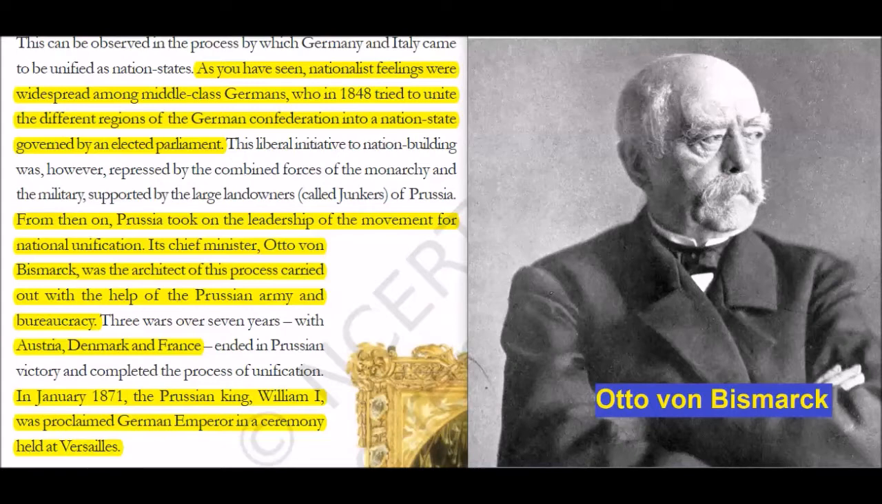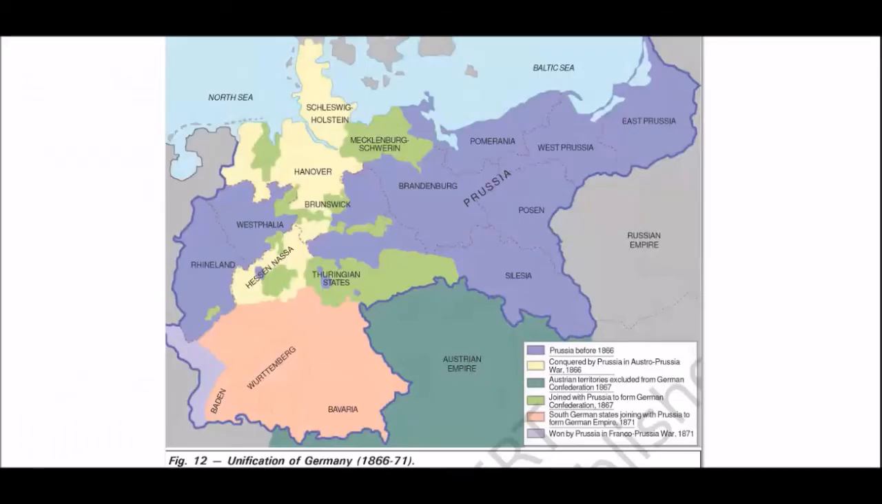In January 1871, the Prussian King William I was proclaimed German Emperor in a ceremony held at Versailles, and this was unification of Germany. This map shows the unification of Germany.